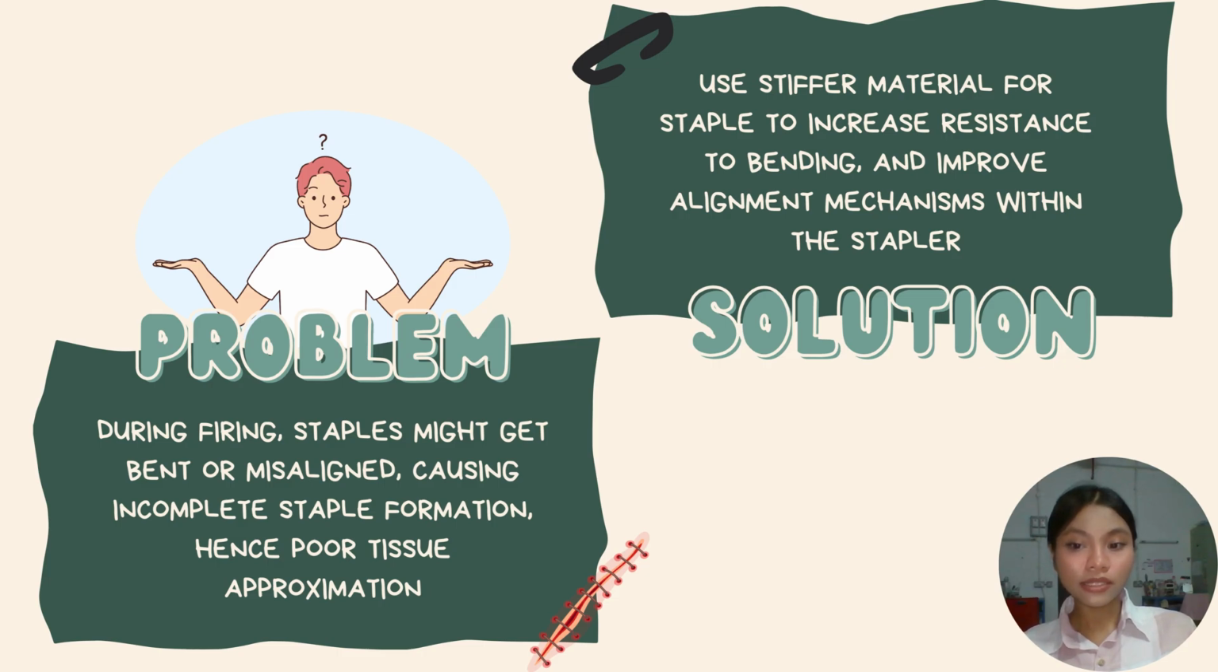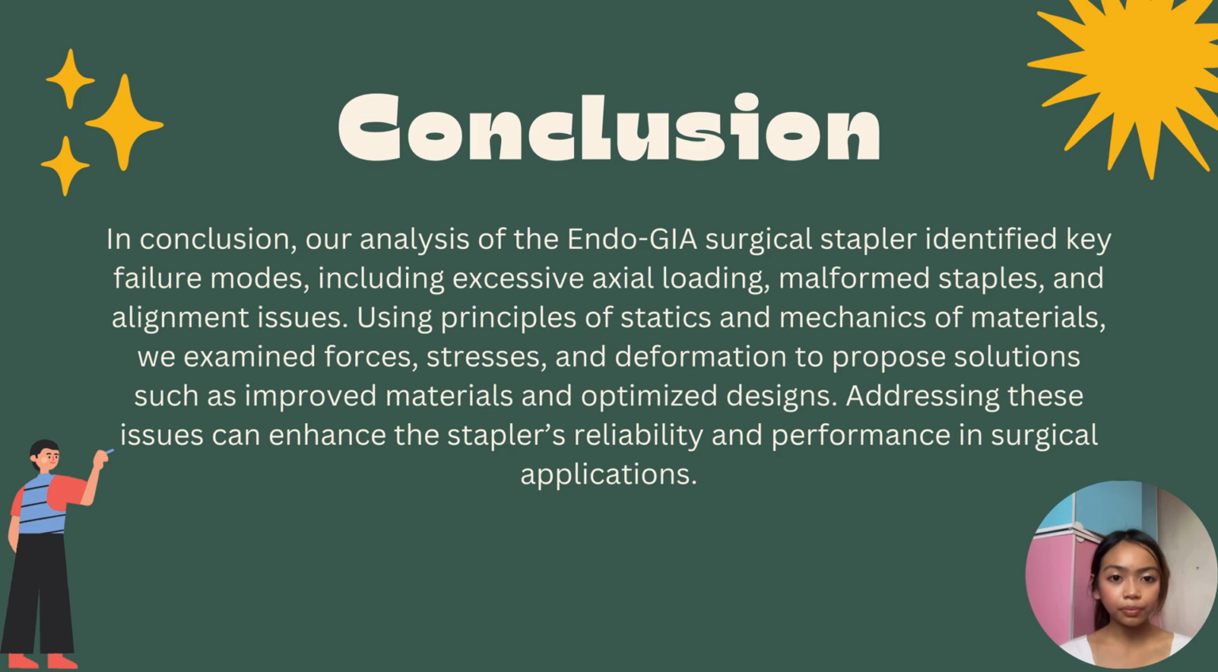Another possible drawback is that during firing, staples might get bent or misaligned, causing incomplete staple formation, hence poor tissue approximation. The solution to this problem is to use stiffer material for staples to increase the resistance to bending and then improve the alignment mechanisms within the stapler.